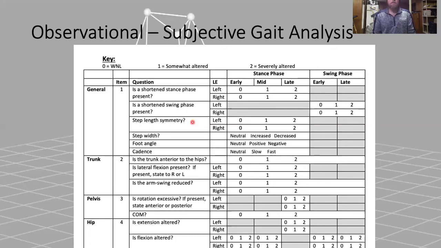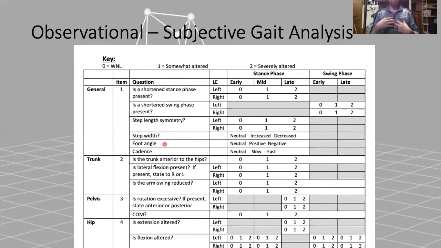And that's basically using a sheet like this and doing observational gait analysis. What that involves is just a scoring mechanism for different areas of gait. The best thing to do would be to have a baseline of this before you measured someone after they had a surgery or after an injury or something like that. Is the shortened swing phase present? We'll talk about what that means. What about their step width? Is that increased or decreased? Foot angle, cadence, how fast are they taking steps?